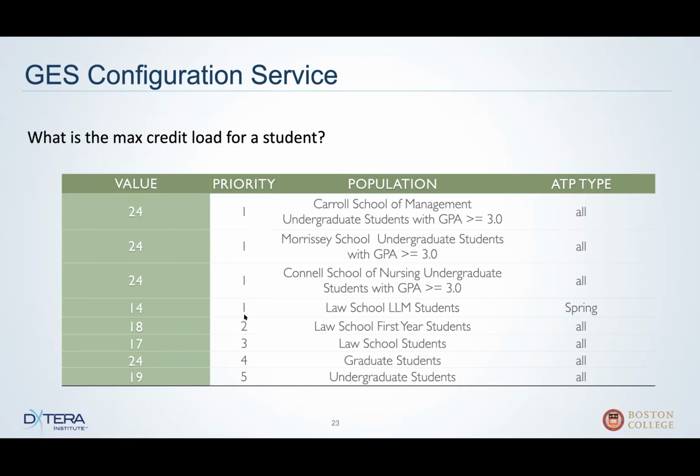The law school has its own set of rules that's different from the rest of campus. And so first year students, 18, everyone else in the law school, 17, and they have this LLM student, which is really only applicable to spring term. So, okay, we pulled that off of their law school website, and we encoded it into this GS configuration service. And then down the bottom, we start getting the catch-alls of things. We don't want to do every school and every department and every term on campus, but it turns out that the rest of the graduate students is 24, and the rest of the undergraduate students is 19.